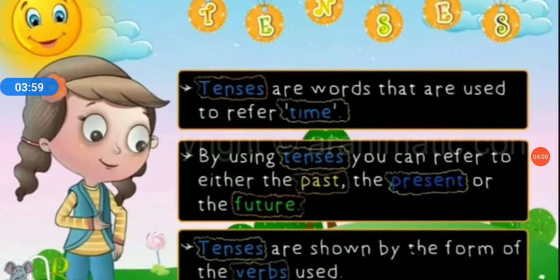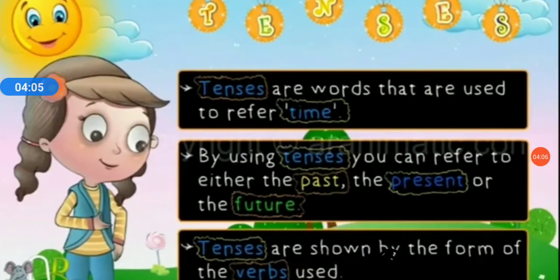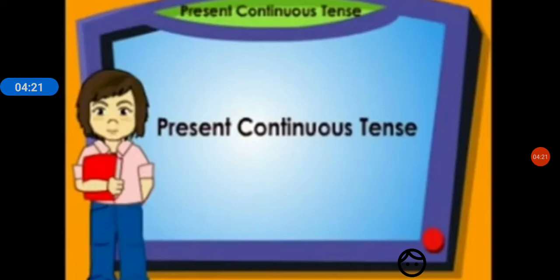Tenses are shown by the form of the verbs used. There are basically three forms of verb: first form of verb, second form of verb, and third and the last form of verb. So tenses are shown by the form of the verbs used in the sentences. There are 12 types of tenses.